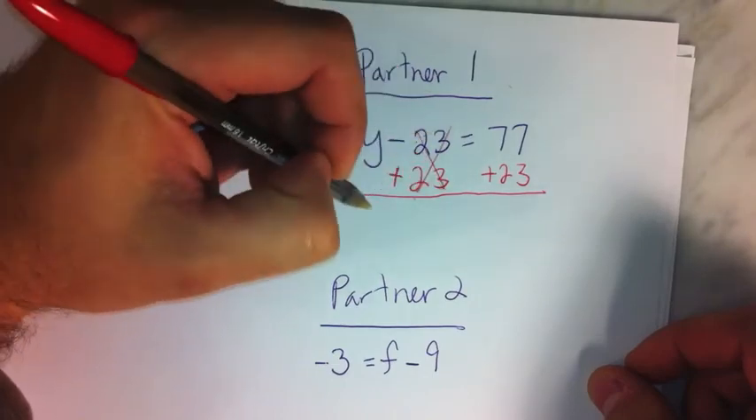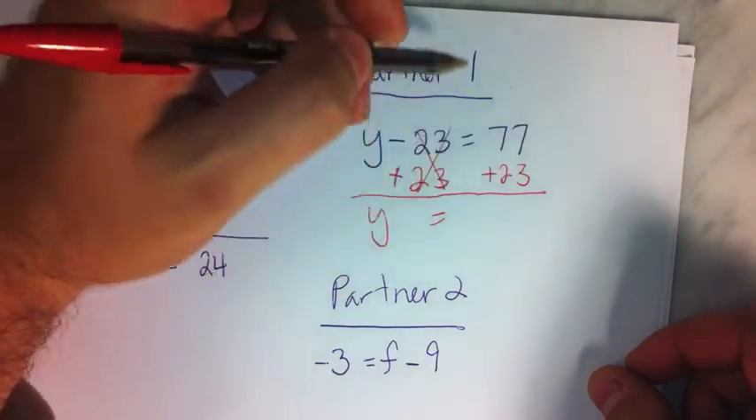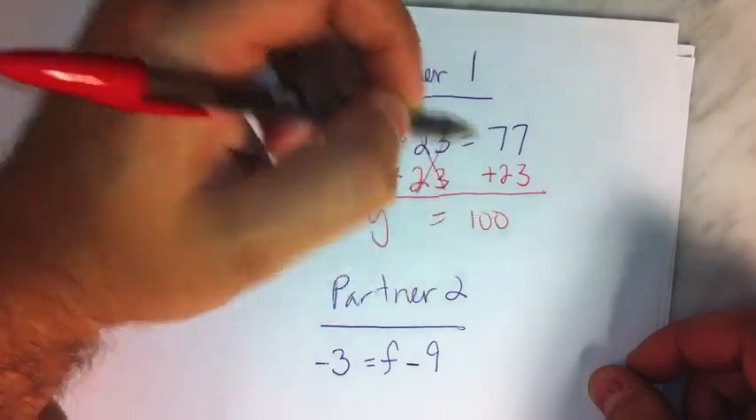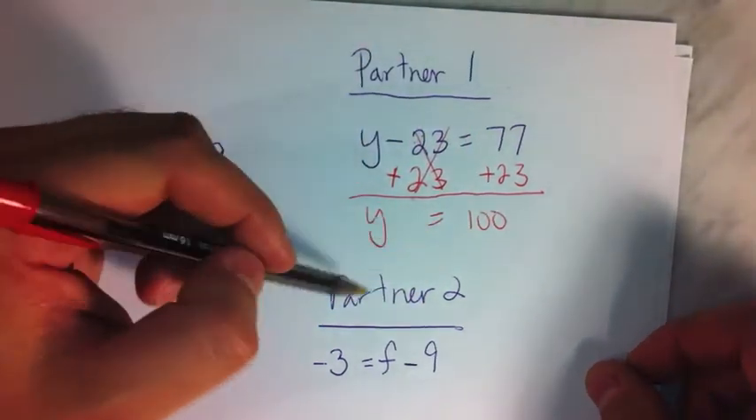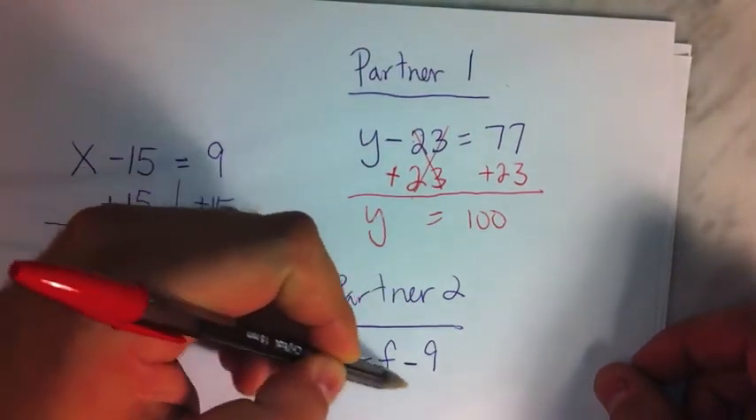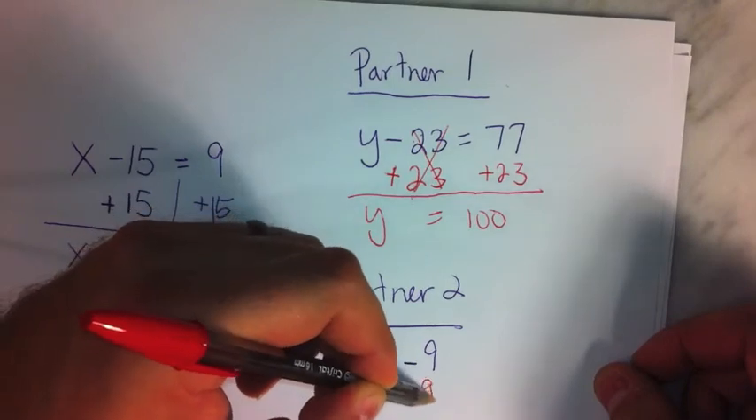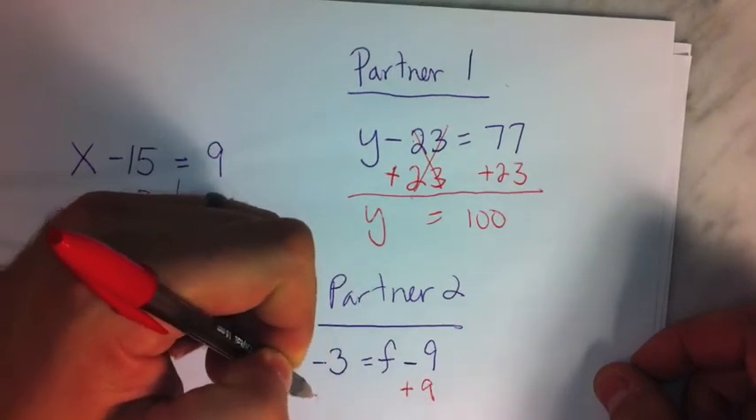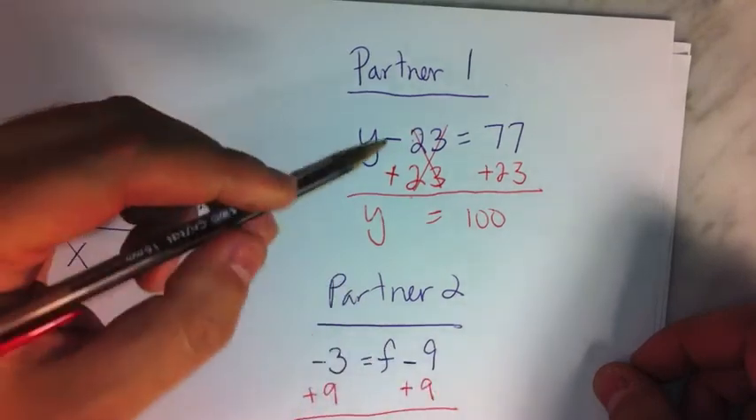And let's go ahead and add them up and see what we get. Here we get a poof. So y equals 77 plus 23. Oh, what do you know? 100. How perfect. All right, partner 2, you guys should have been adding 9 to both sides because adding 9 is the opposite or the inverse operation to subtracting 9.